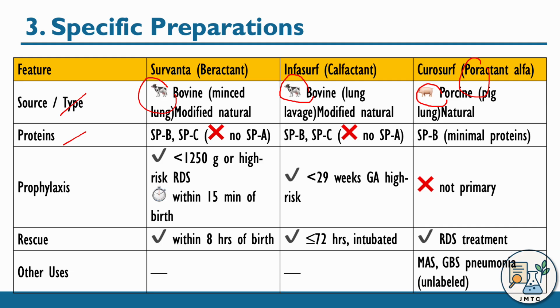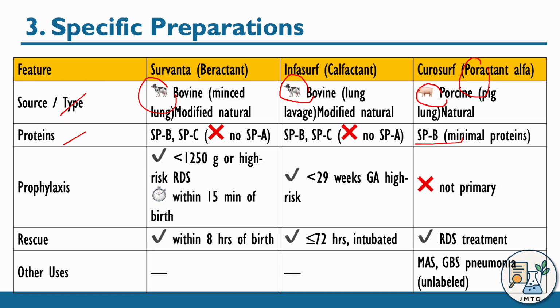Proteins naman, in terms of proteins, si Surfactant tsaka si InfaSurf ay meron silang SPB and SPC. Both walang SPA. Si CuraSurf, SPB lang ang meron. Wala, ibig sabihin, lahat sila walang SPA. Remember, SPB and SPC are important for spreading.